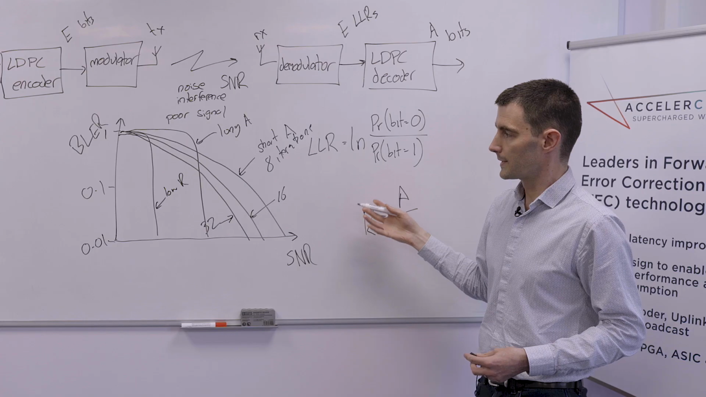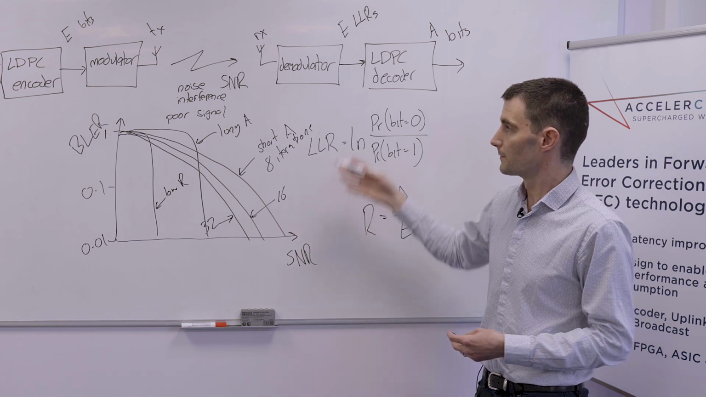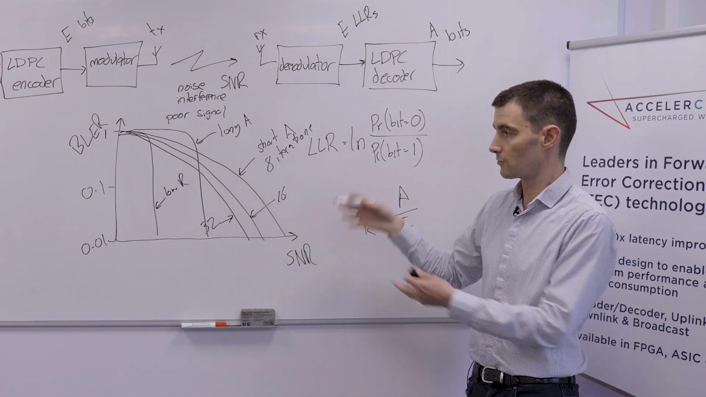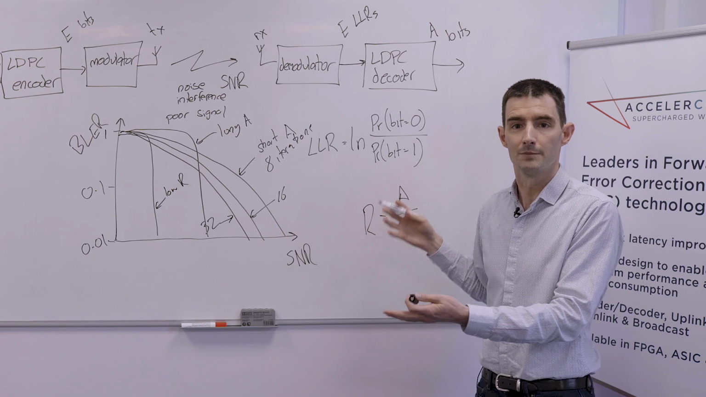So the Accelercomm data briefs characterize the performance of the decoder in terms of block error rate across a wide variety of different scenarios to make it all crystal clear.